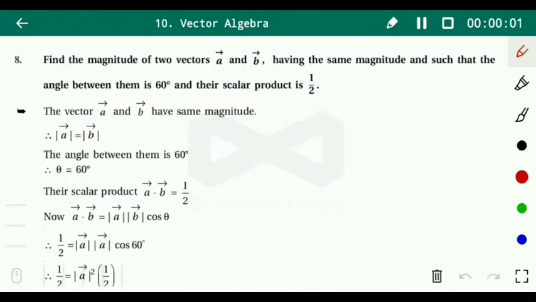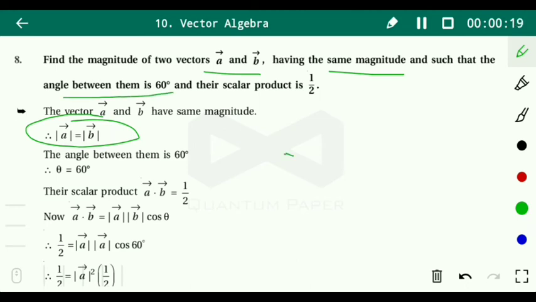Okay, next question number 8. Find the magnitude of two vectors A and B having the same magnitude. It means magnitude of vector A is equal to magnitude of vector B, and such that the angle between them is 60 degrees. It means theta will be 60 degrees, and their scalar product is 1 by 2. Scalar product means dot product, so vector A dot vector B is equal to 1 by 2.